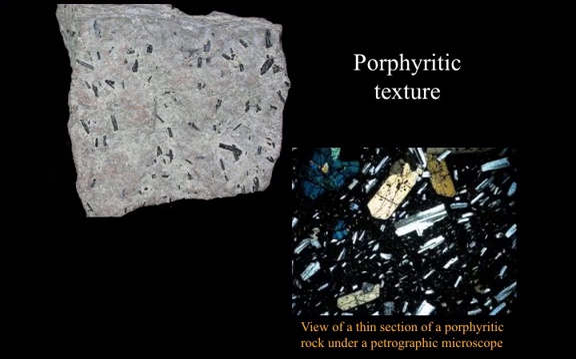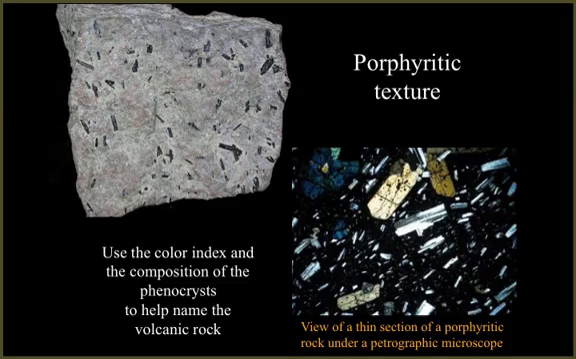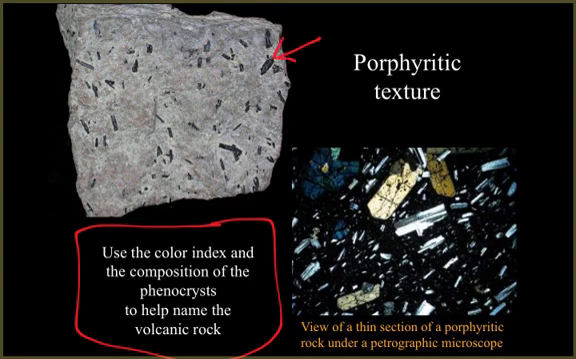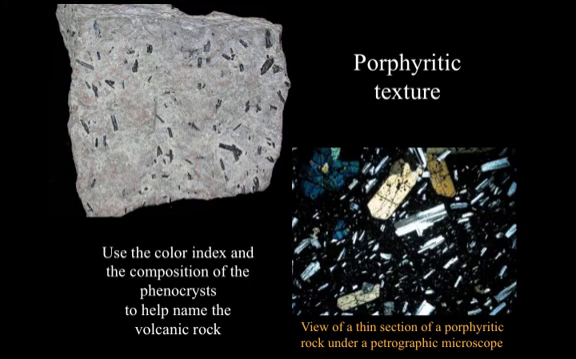And you're going to use both the color index, so how dark the rock is or how many dark minerals you can see in the rock, as well as what the composition of the phenocrysts is. Are they dark colored phenocrysts, or do you have light colored or white phenocrysts? Do you have quartz phenocrysts in there? You're not going to learn how to identify the minerals in thin section in this class. You'll do that in Mineralogy and Petrology 1. But for now, you're just going to use what you know about mineral identification in a small set of minerals that you've covered in Intro Geology, and the color index to try to name volcanic rocks.